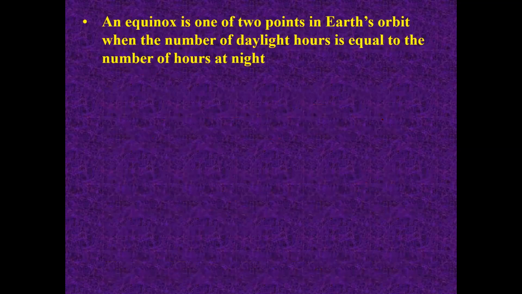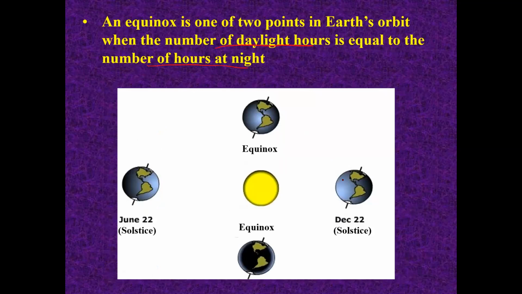An equinox is one of 2 points in Earth's orbit when the number of daylight hours is equal to the number of night hours. So here we go. We are going from the spring equinox, which would have been March, to June 22nd. In September, we're going to have another equinox, then the winter solstice, and so on in the northern latitudes.